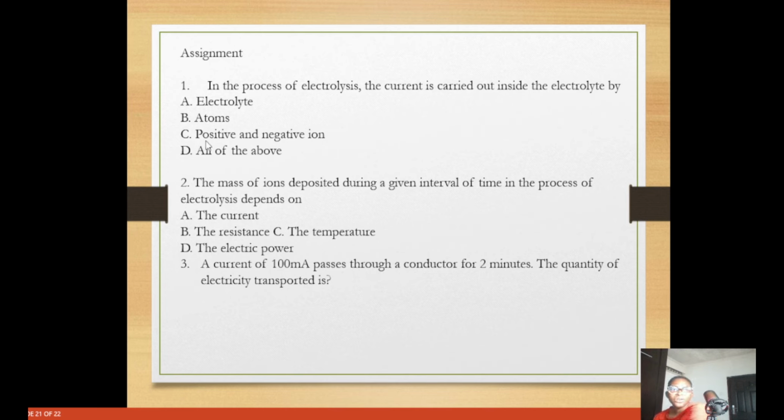So this is your assignment, a simple assignment that you can solve. The first question says, in the process of electrolysis, the current is carried inside the electrolyte by, you choose your answer. The amount of ions deposited during a given interval of time in the process of electrolysis depends on what. Then the last question says, a current of 10 milliamperes passes through a conductor for 2 minutes. The quantity of electricity transported is.